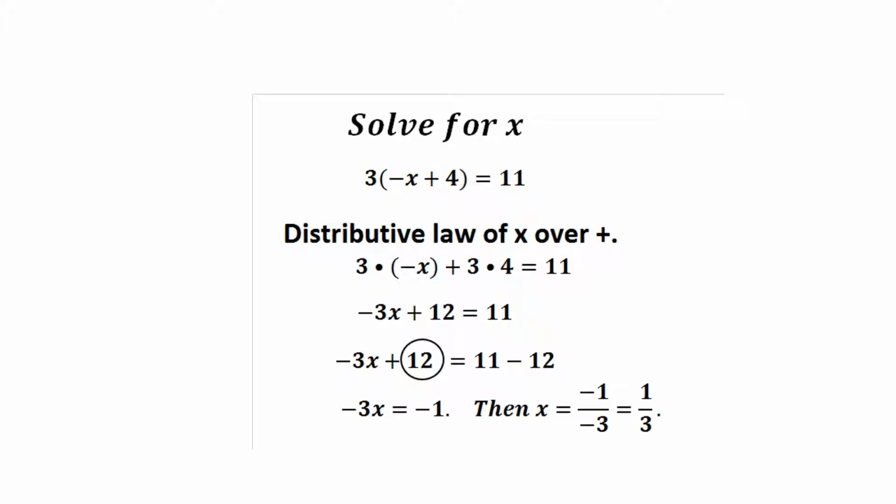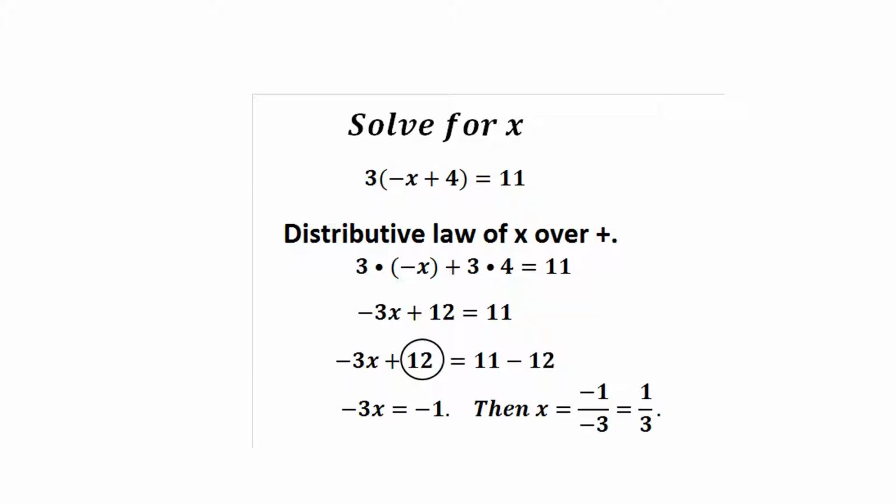Our new equation: 3 times negative x plus 4 is equal to 11. Distributive law of multiplication over addition. So 3 times a negative x plus 3 times 4 is equal to 11. 3 times negative x is now written as negative 3 times x, or negative 3x. 3 times 4 is 12. And so circle the 12, move it to the other side. It's negative 12. And our resulting equation is negative 3x is negative 1.